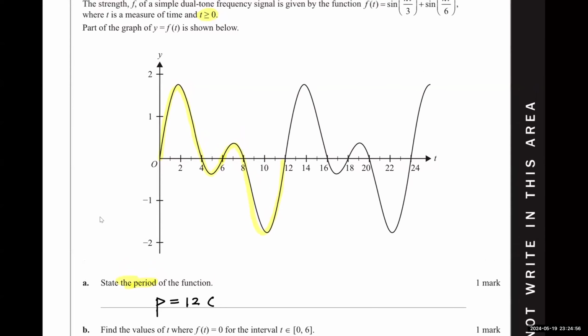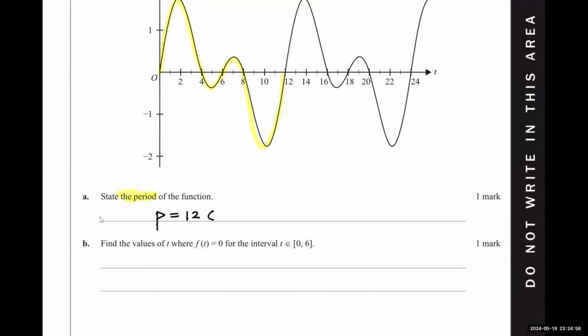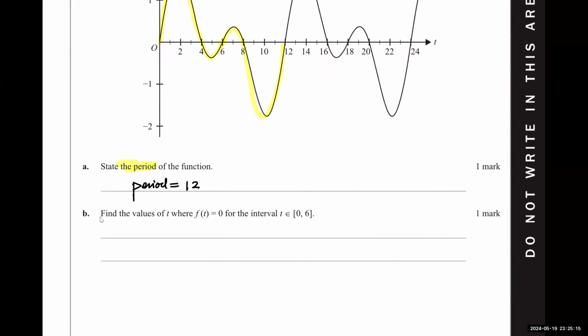Well, if you wish, t is a measure of time, but it doesn't give you the unit, say seconds, minutes, or whatsoever. So you just need to state p equals 12, period equals 12. And find the values of t where f of t equals 0 for the interval from 0 to 6. So observation from the graph: 0 or 6. Just say t equals 0 or 6. You don't even need to use your CAS calculator.